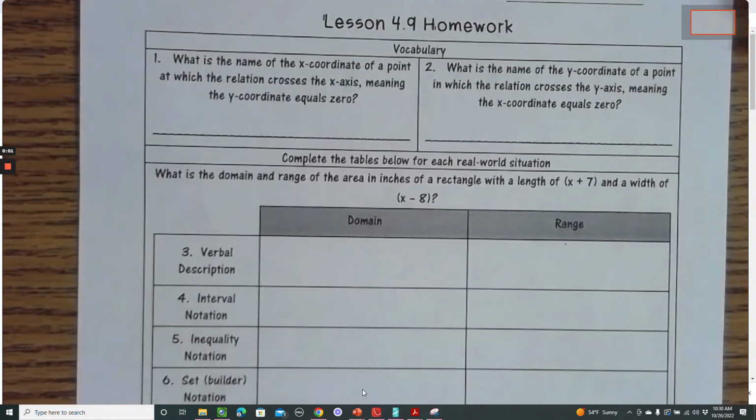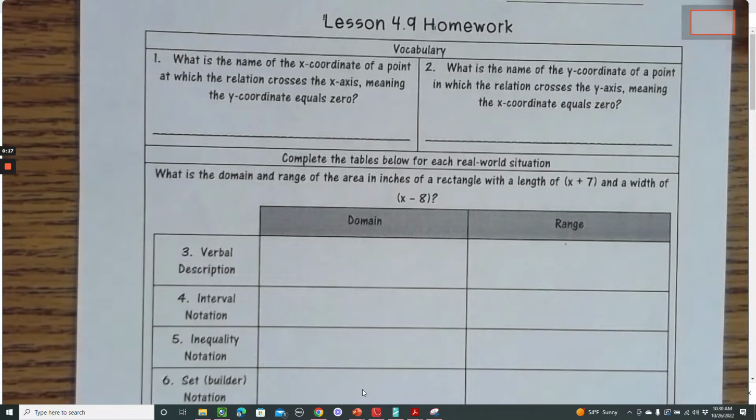All right, this video is for the lesson 4.9 homework. So this is the last day of domain and range. We're looking at real world situations. So when we're doing domain and range of actual real world situations, we've got to think, is it realistic? Could it happen? Kind of stuff.